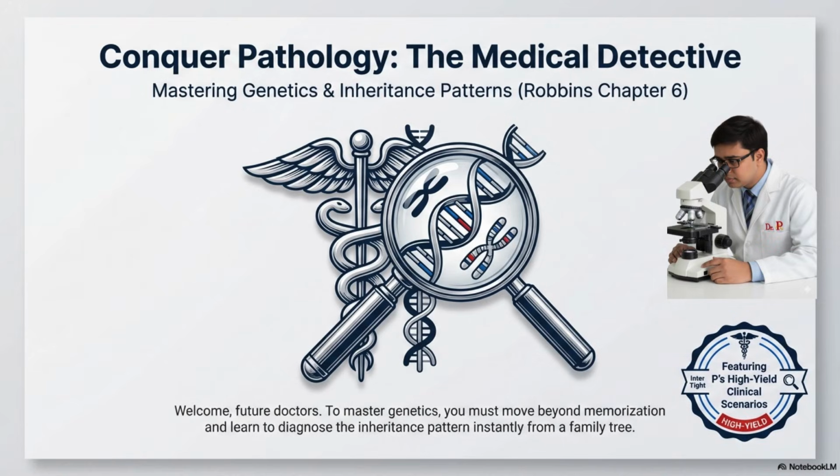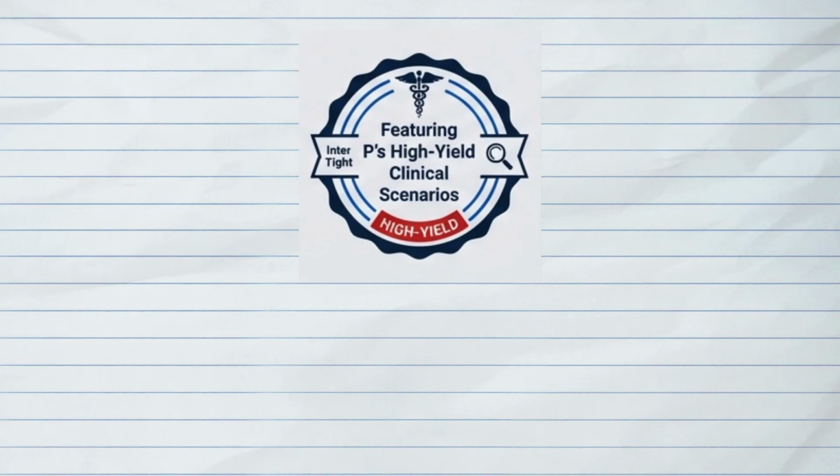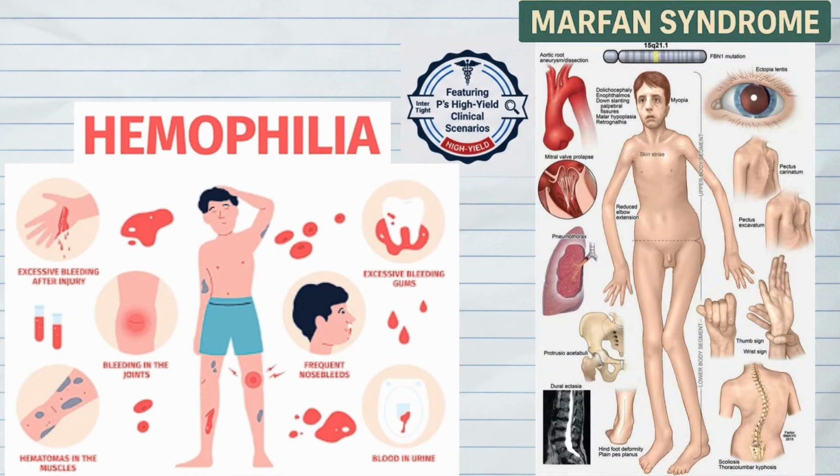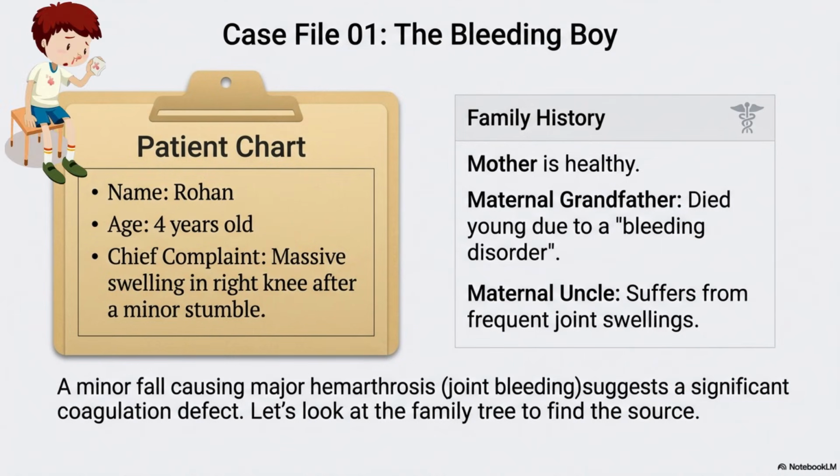We are going to play medical detective. To master Robbins Chapter 6 Genetics, you must be able to look at a family tree or the pedigree and diagnose the inheritance pattern instantly. We will walk through 2 classic clinical scenarios, hemophilia A and Marfan syndrome. Case study 1. The bleeding boy, hemophilia A.